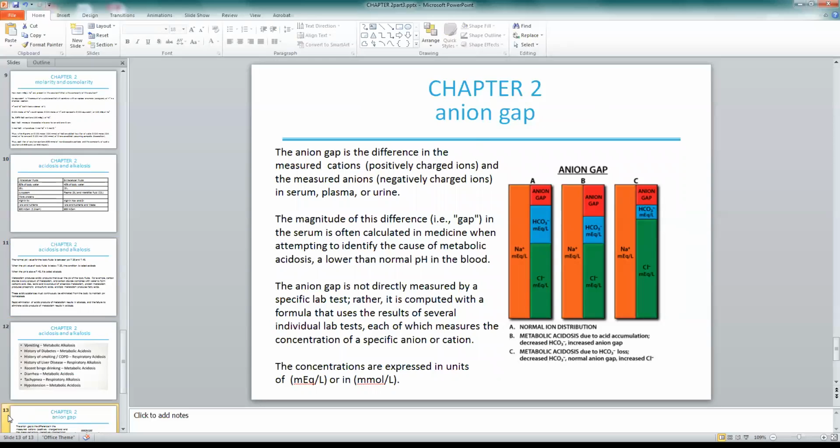The anion gap is not actually directly measured by a lab test. In fact, it's computed using a formula that takes several individual lab tests, each of which measures the concentration of a specific anion or cation, and combines them. The concentrations are expressed in units of milliequivalents per liter or millimoles per liter. And some examples of a normal ion distribution, what occurs with metabolic acidosis due to acid accumulation versus metabolic acidosis due to HCO3 loss.